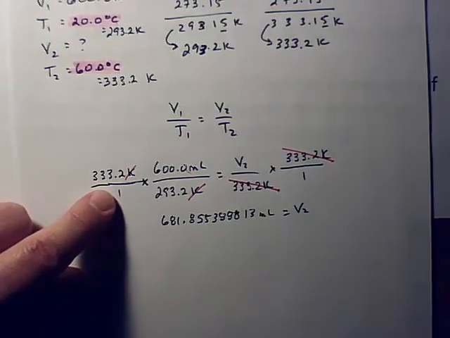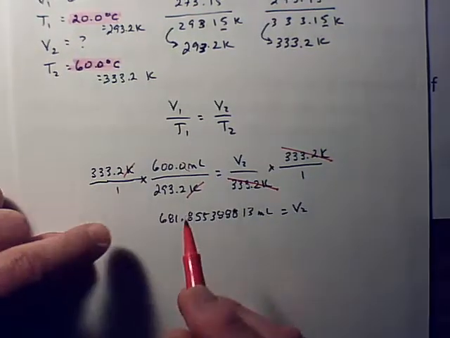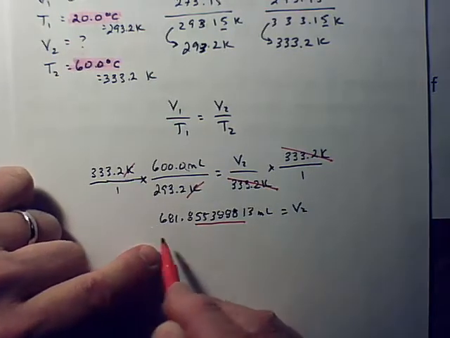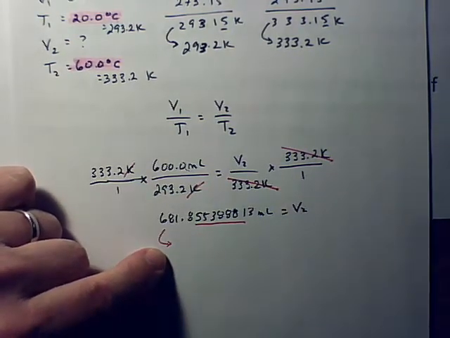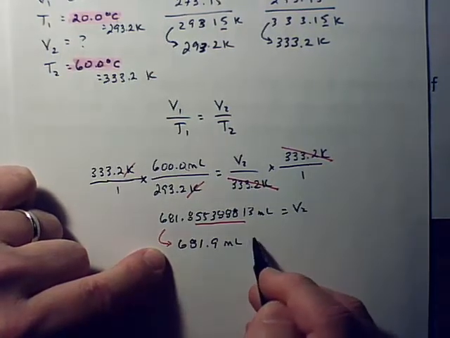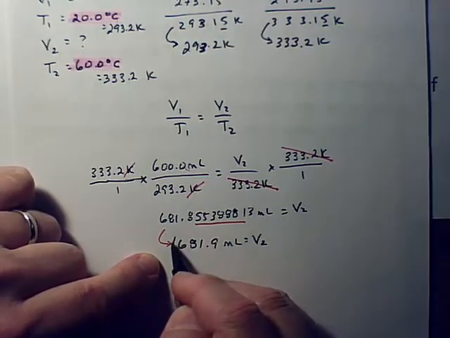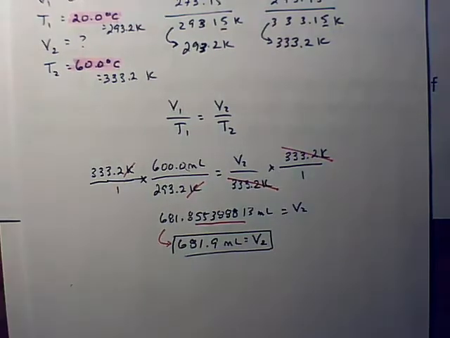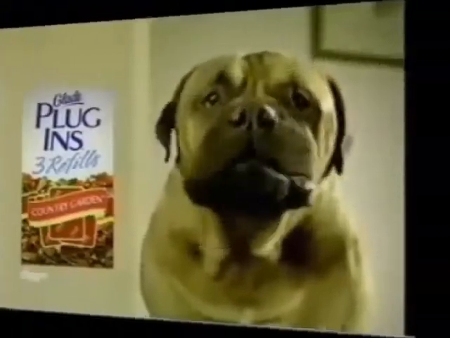Looking at the measured and calculated numbers, I can see I need 4 digits in the final answer. Round it off. 681.9 milliliters. Does that make sense? I mean, once you start doing this stuff, it's all the same. It's always just find your list of knowns and unknowns and plug stuff in. Plug it in, plug it in.